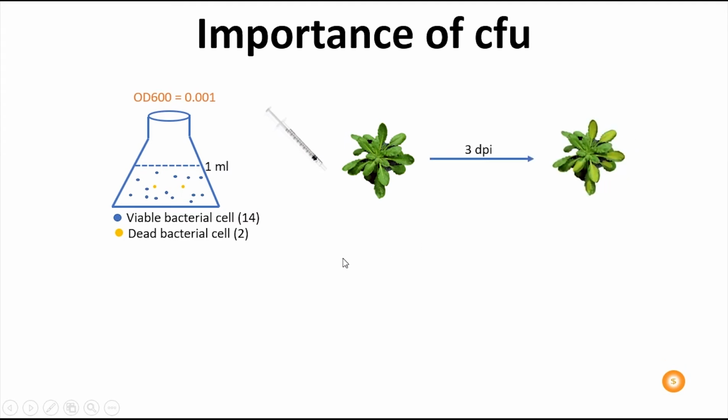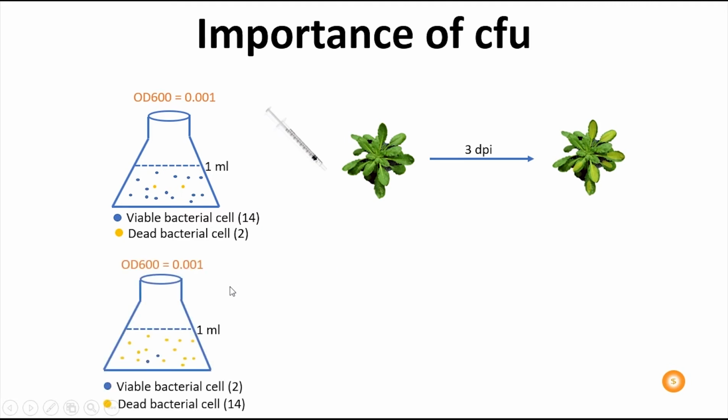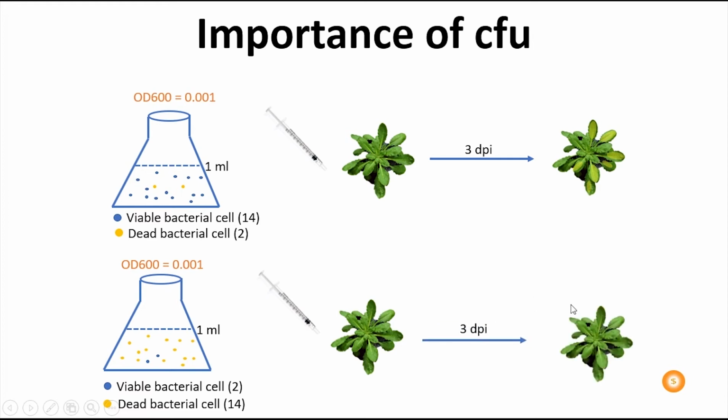Another bacterial suspension contains 2 viable bacterial cells and 14 dead bacterial cells. When we inoculated this bacterial suspension in plants, there was no effect on the plant at 3 days post-inoculation.